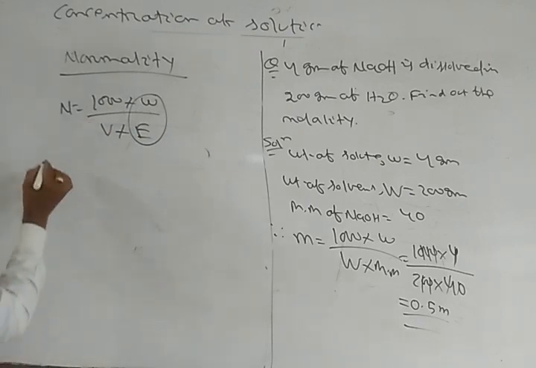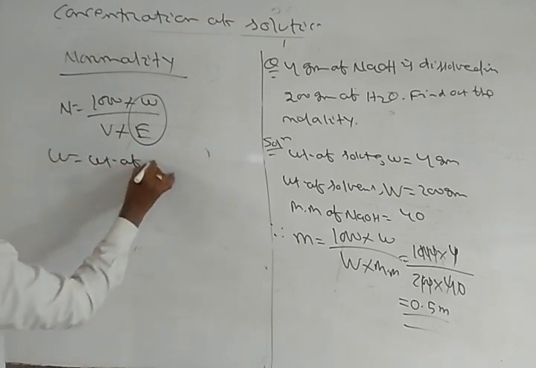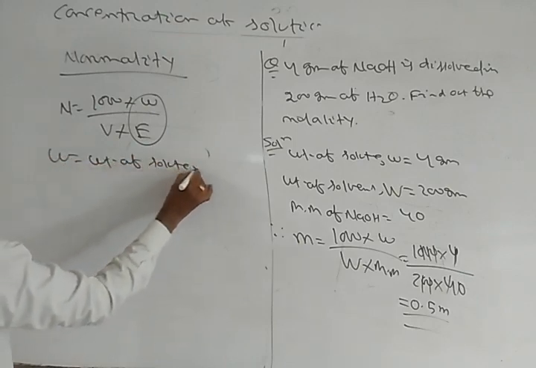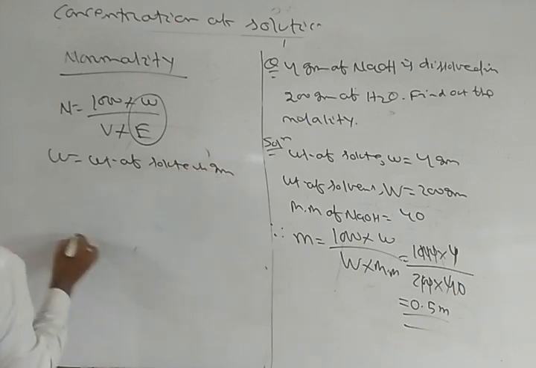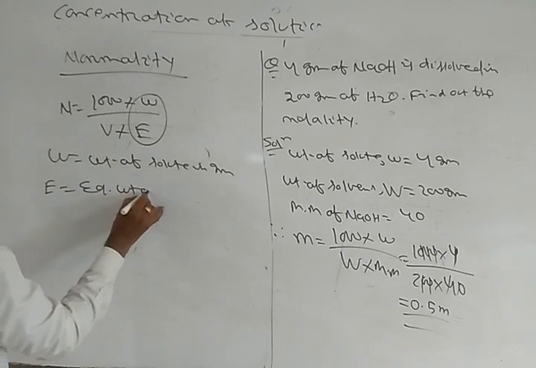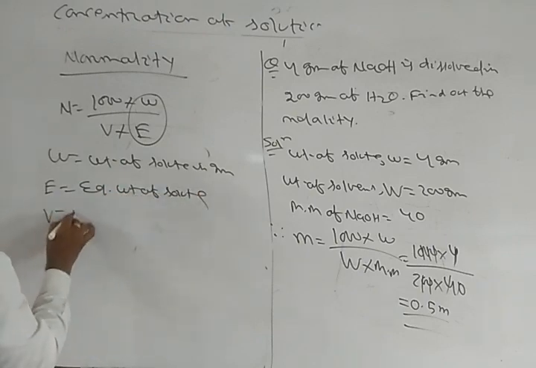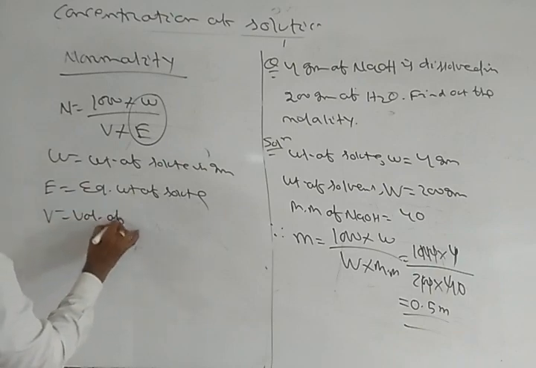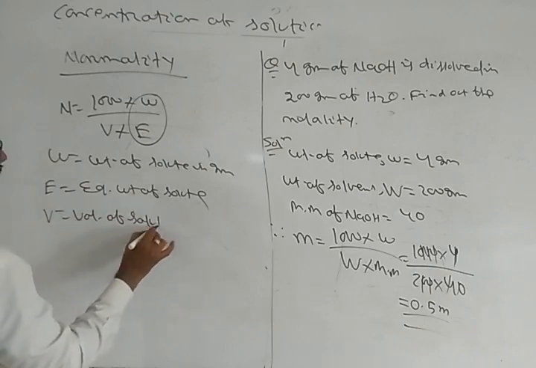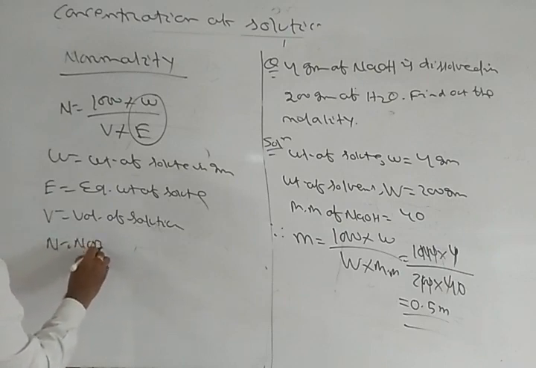Here W is the weight of solute in gram, E is the equivalent weight of solute, V is the volume of solution, and N is the normality.